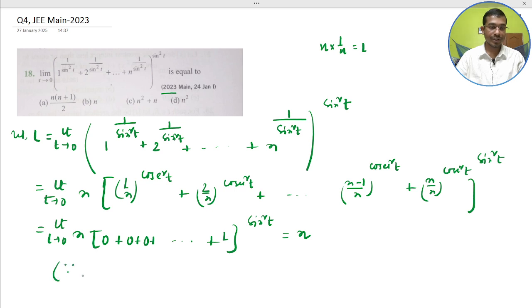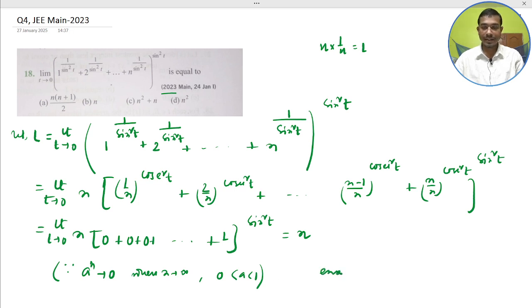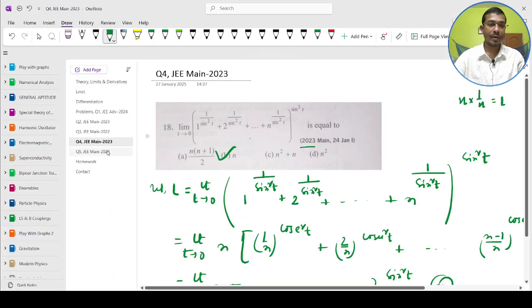Because we just write this formula, a to the power x tends to 0 when x tends to infinity, so 0 less than a less than 1. Our main motto that we apply, the exact 1 to the power tends to 0, this should be 0. So the series of limit should be n. B would be the correct answer. Go ahead, our last question.